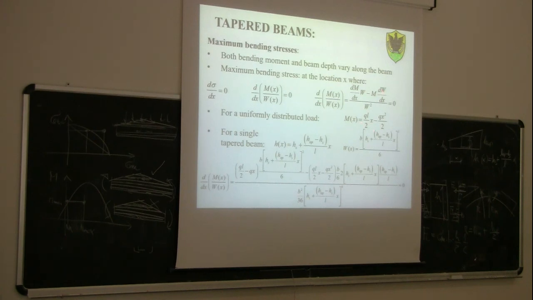So the first derivative of this would be P over 6 times 2 times this times HAP minus HS over L, and here is basically W squared. So this relationship here. Now we can make some simplification, some members can be simplified.